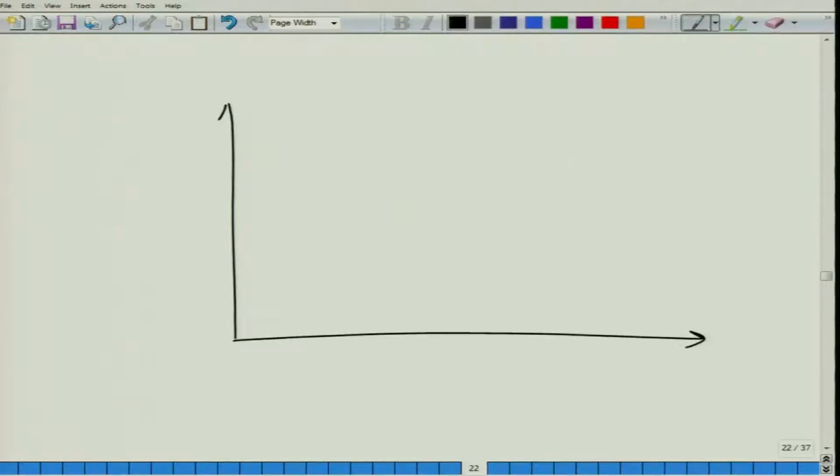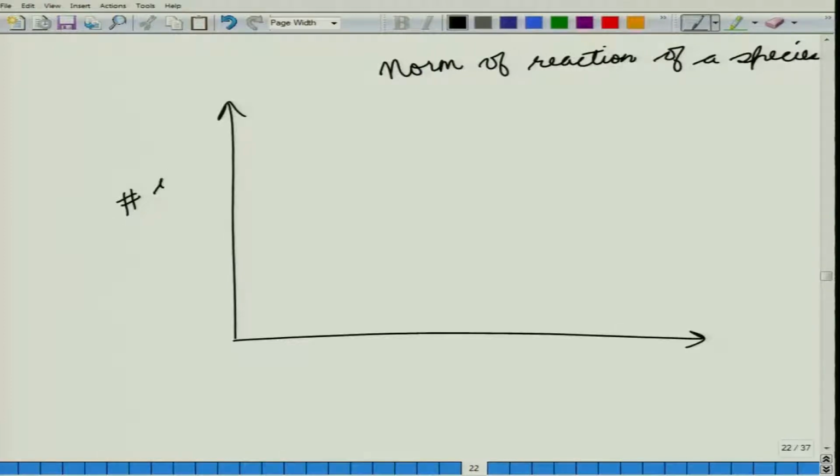So basically, if you consider any species, we are talking about the norm of reaction of a species. Suppose we plotted number of individuals on the y-axis and the conditions on the x-axis. Suppose we take the condition of, say, temperature. So we are plotting it from 0 degrees to 10 degrees, then 20 degrees, 30 degrees, and say 40 degrees. Now, for any organism, the most preferred temperature would be fixed.